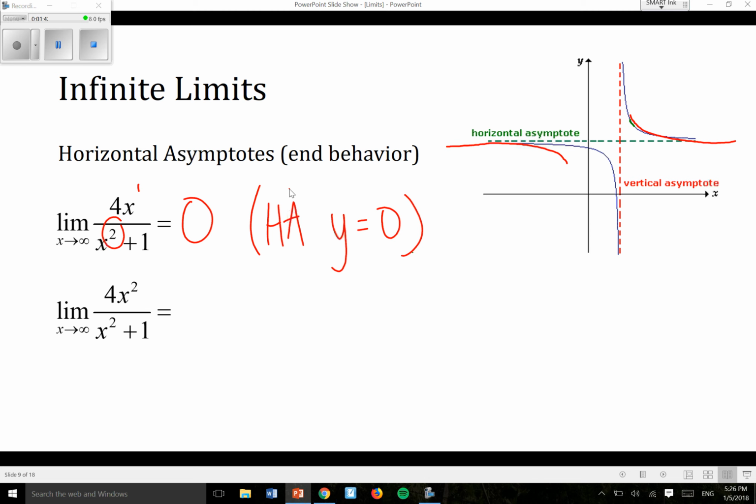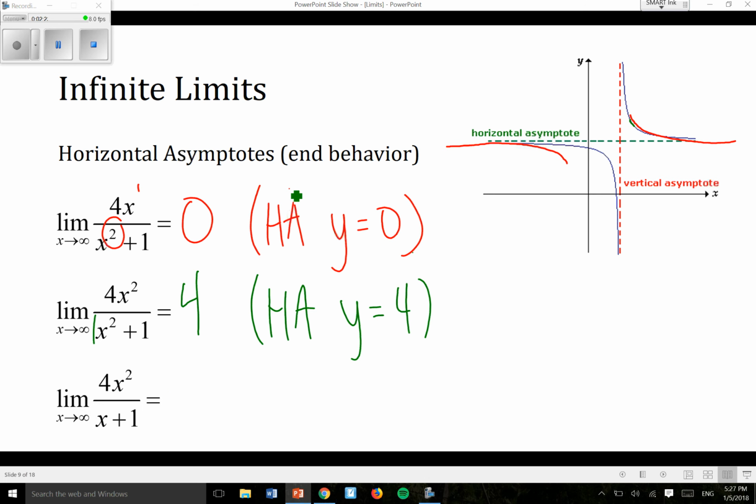Here we look at our numerator and denominator and see that they both have a degree of 2, meaning they're both growing at a similar rate. When this happens, we look at the ratio of our leading coefficients. Here, the ratio of our leading coefficients is 4 over 1. And so our limit is approaching 4. The numerator is usually 4 times as big as the denominator, and it gets closer and closer to being exactly 4 times as big as x goes to infinity. This also means that we have a horizontal asymptote at y equals 4.